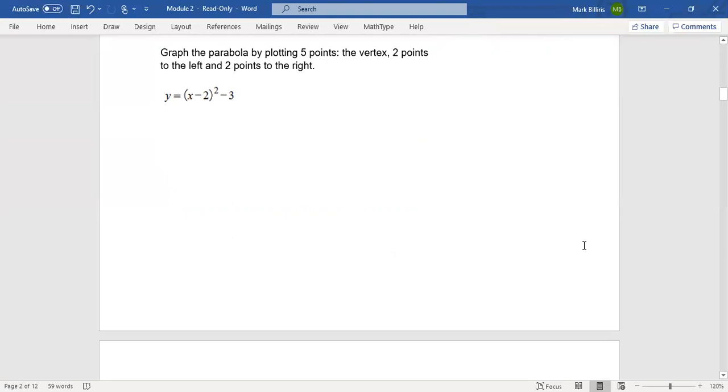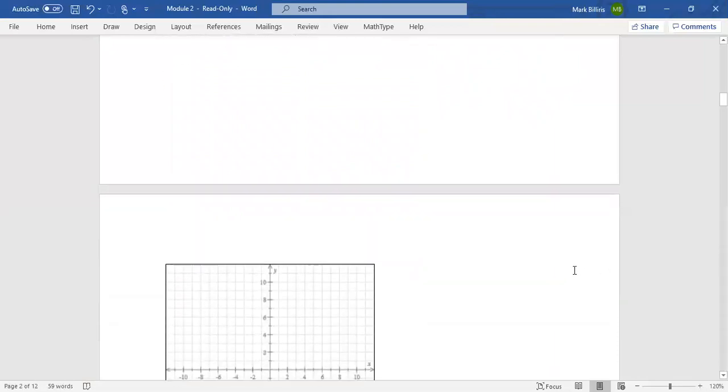Our next example says graph the parabola. How do we know it's a parabola? Because it's a quadratic. That means x is raised to the second power. Graph the parabola by plotting 5 points, the vertex, 2 points to the left, and 2 points to the right.